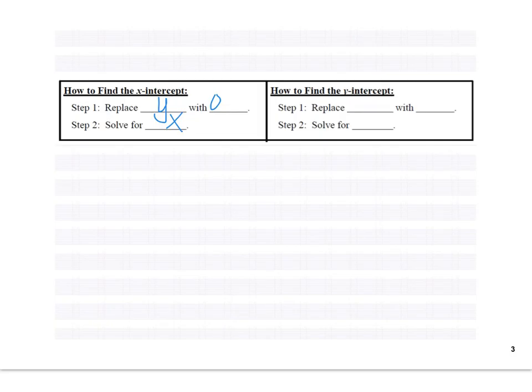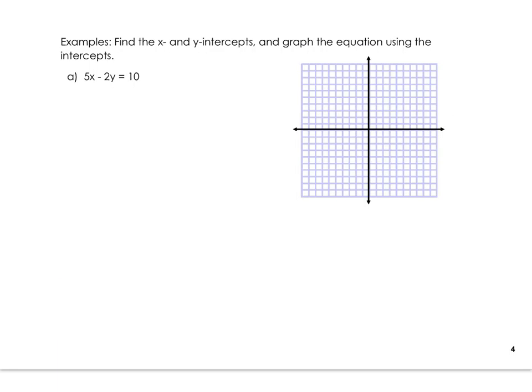Likewise with the y, but this time I'm replacing the x with 0, and we're going to solve for y. Basically, I tell students the intercept you're trying to find, your equation better have that letter in it. And then you solve with what's left over. So let's look at this first example.